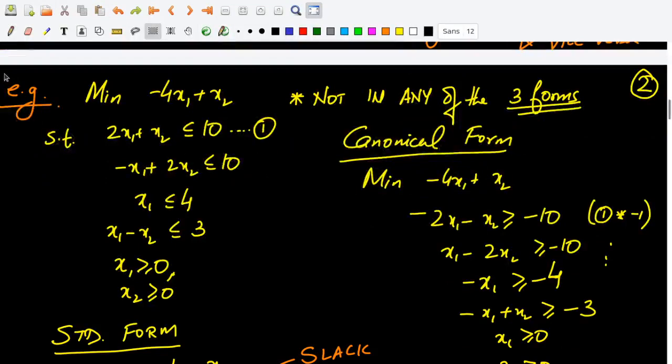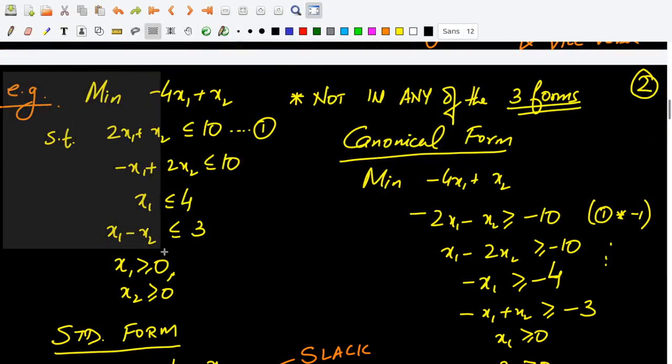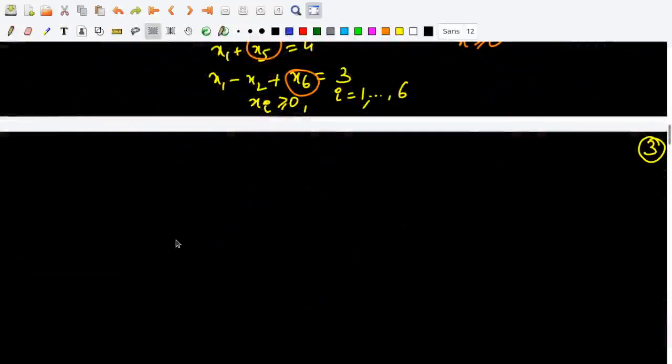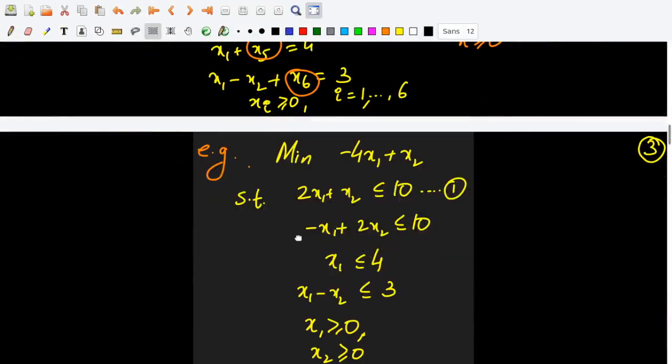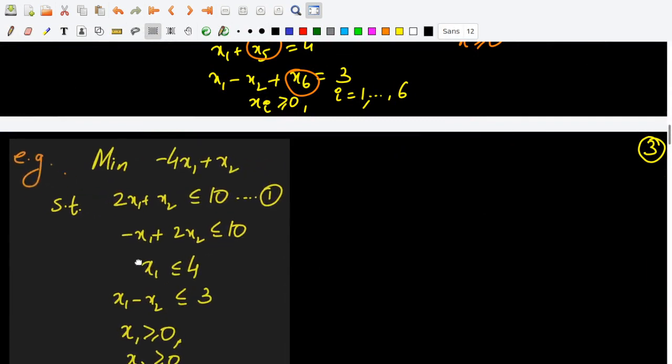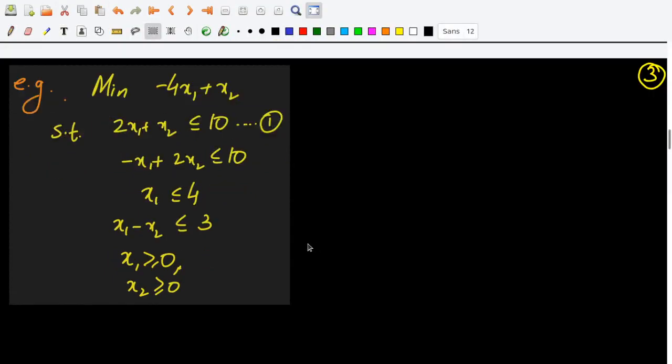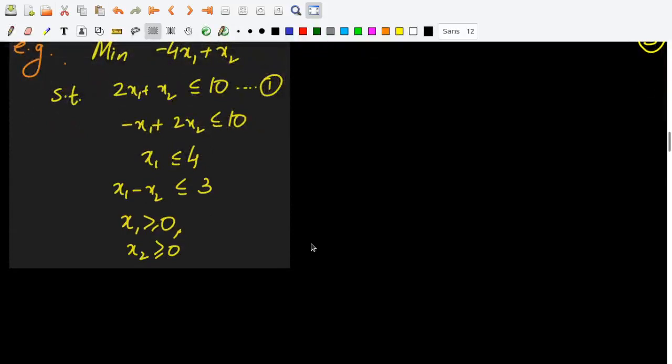Let's try to solve this example geometrically and see whether we can gain some insights out of it. So first of all, since my original problem is only in two variables, I can try to plot the objective function and the feasible region of the constraints graphically. Let's see if we can do it.